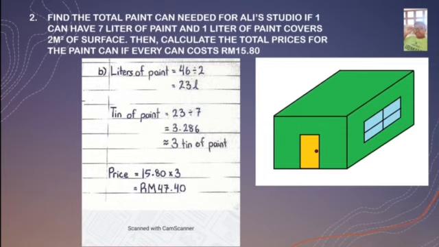Then we need to calculate the number of paint cans needed. So we will divide 23 by 7 and we get the answer of 3.2, which is around 4 cans of paint. So then we will multiply 3 by the price of a can. So 15.8 times 3 is equal to 47 ringgit and 40 cent.